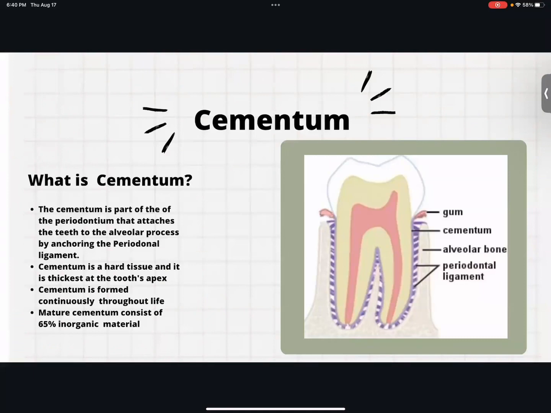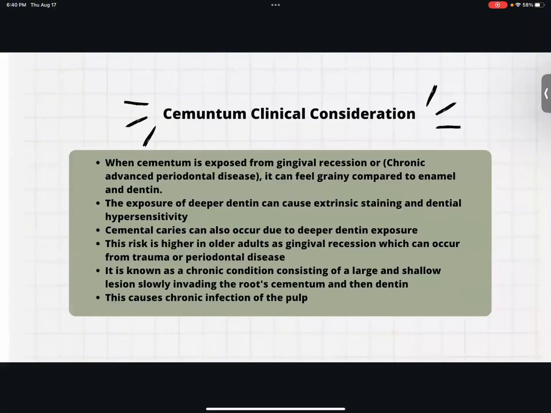What is cementum? Cementum is part of the periodontium that attaches the teeth to the alveolar process by anchoring the PDL. It consists of 65% inorganic material. When cementum is exposed due to gingival recession, it can feel grainy compared to the dentin and enamel. This can cause chronic infection of the pulp.